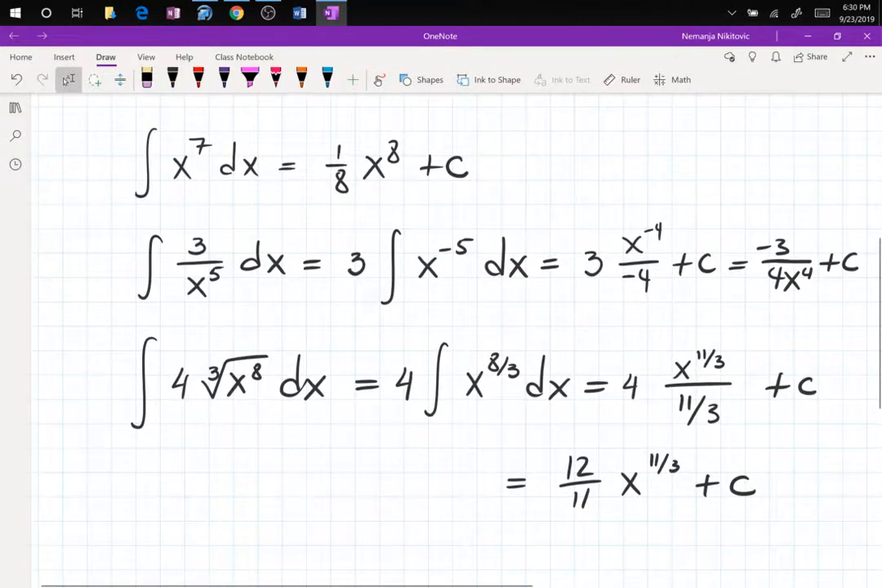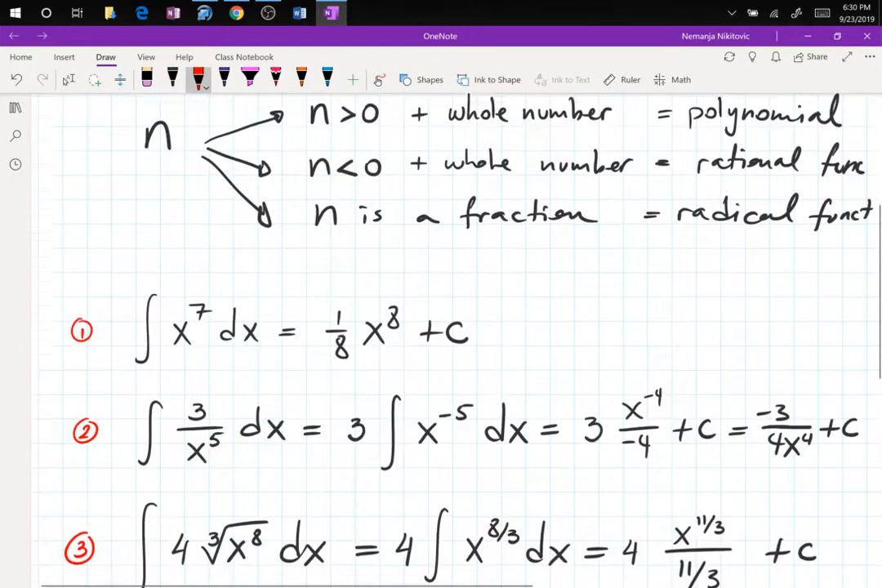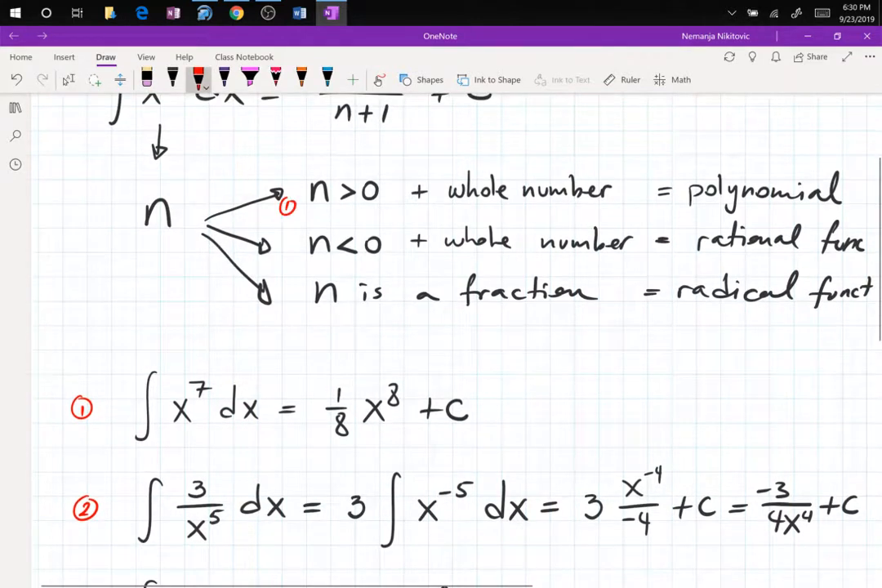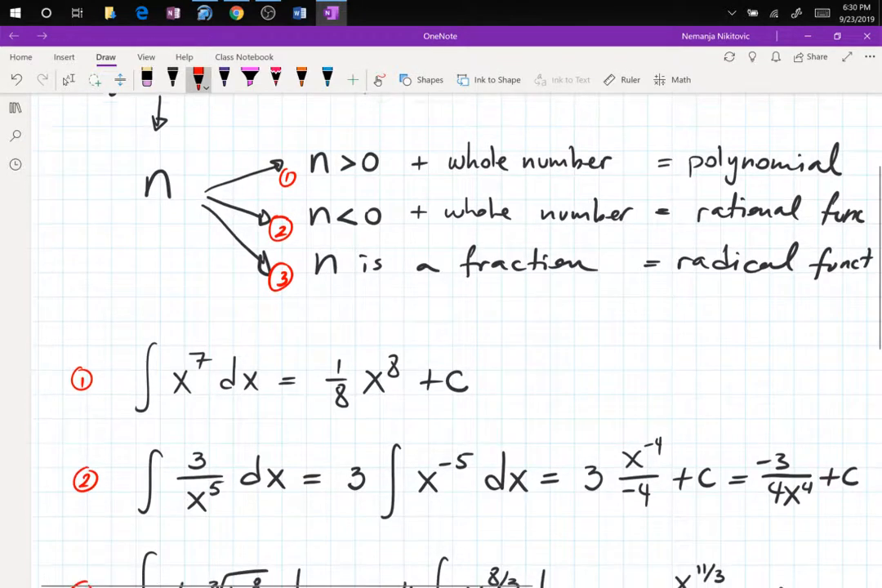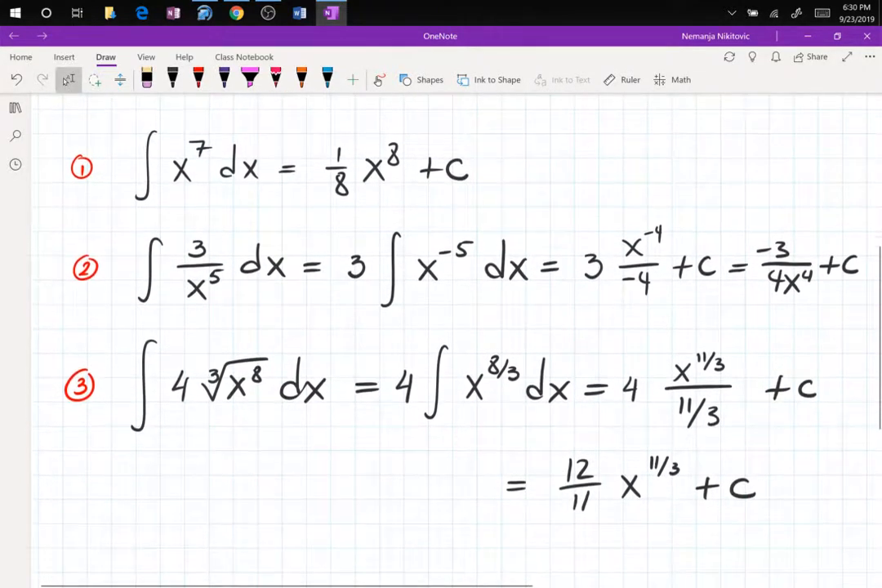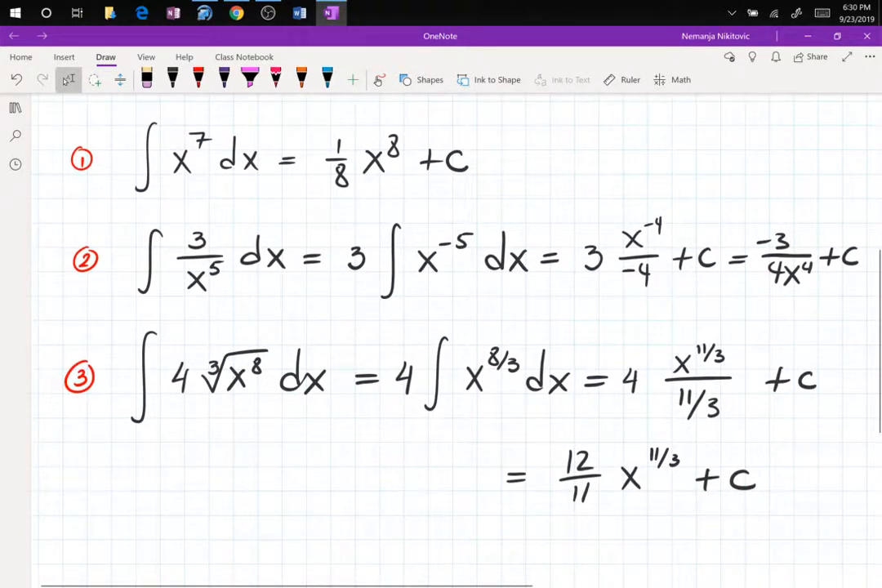So this is like, let's put 1, 2, 3 for our 1, 2, 3 examples over here. So this x to the n is a very cool formula because it covers a lot of these functions.